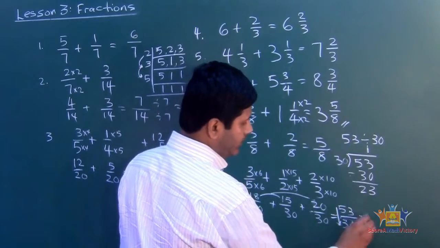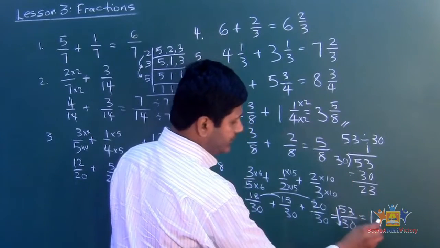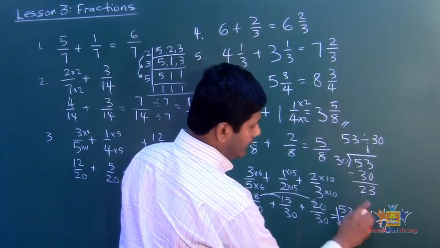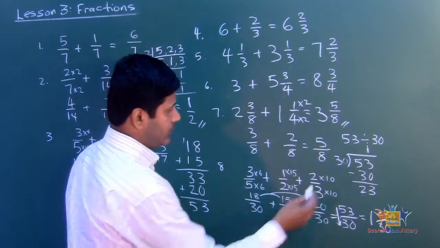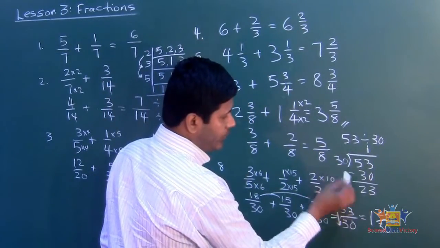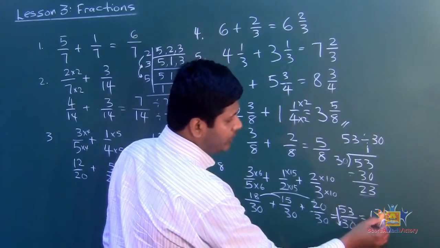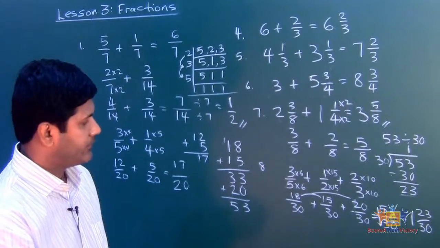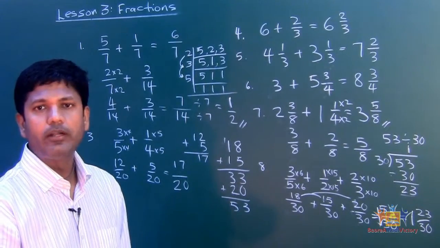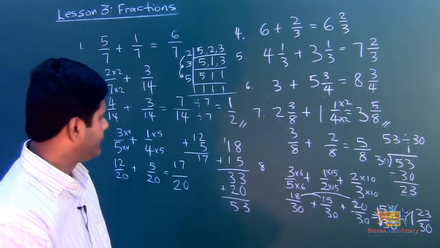1 is the whole number. 30 is the denominator. And the remainder is 23. Use that sequence: 1 whole number, the 30 is the denominator. So this will be there, automatically becoming your numerator. Alright. So that's the answer: 1 23 over 30. Okay. Good.